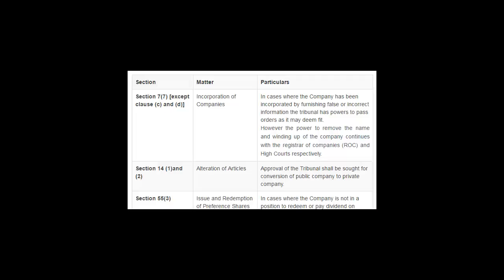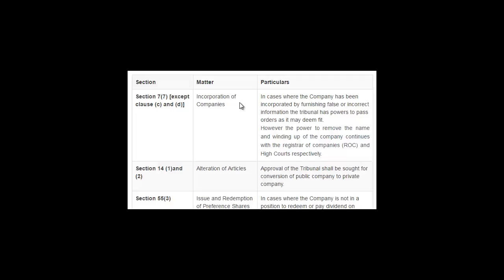So you have seen that if a person in India, or a foreigner, makes a company in India with false or incorrect information, the tribunal has the power to pass orders against the same. But winding up of the company and removing its name from the register of companies lies with the Registrar of Companies and high courts respectively. Apart from this, the other powers do not have significant changes or impact given to the tribunal itself. So the whole section talks about the incorporation of companies, a matter pertaining to NCLT powers.